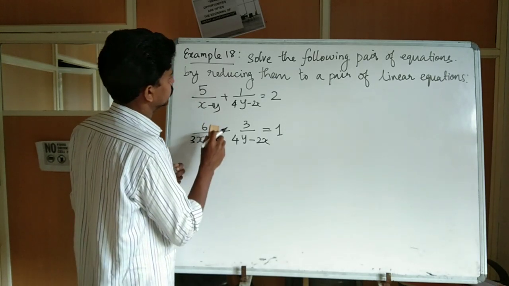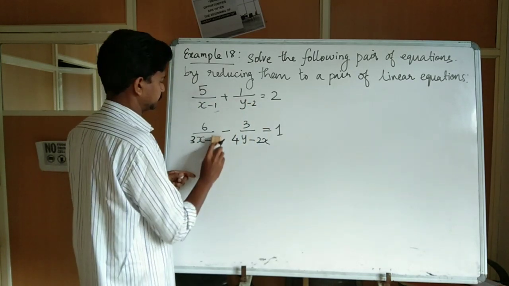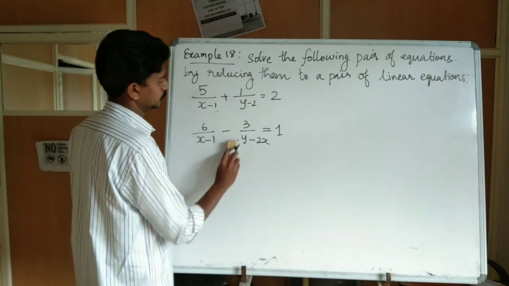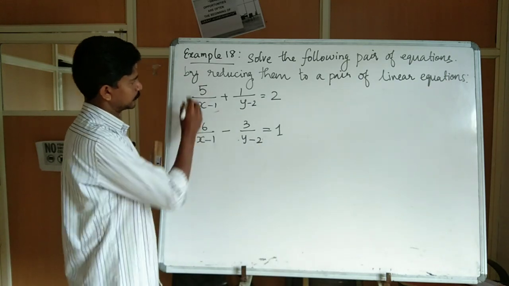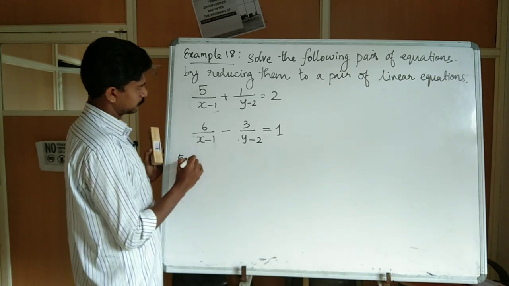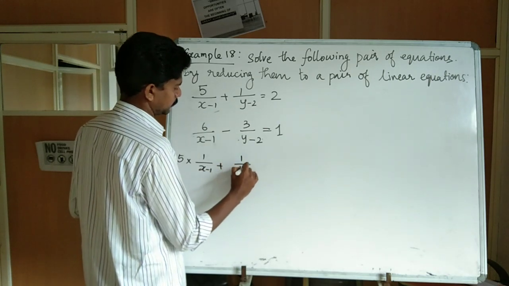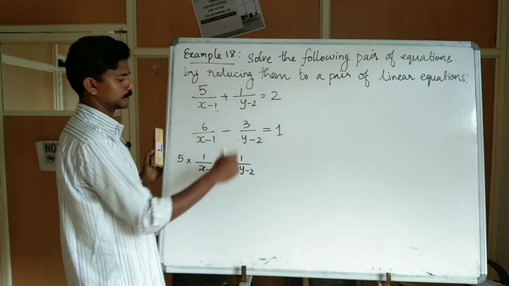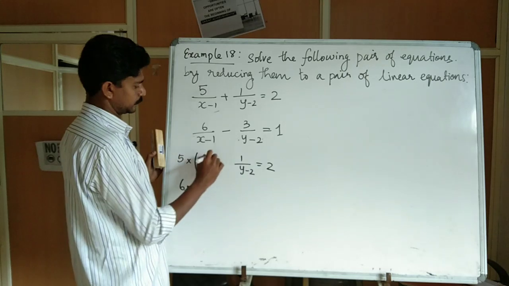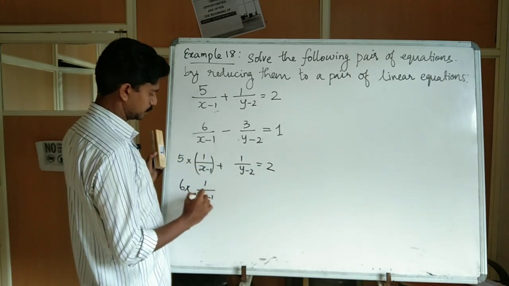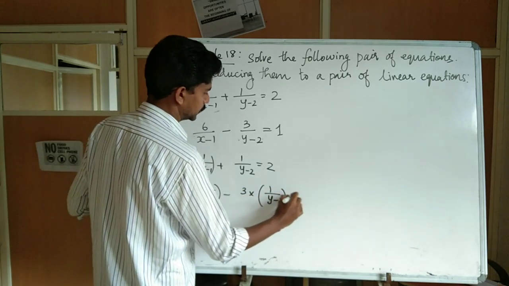So in this question we have x minus 1 and y minus 2. So let us first take this first one, 5 into 1 by x minus 1 plus 1 by y minus 2. Here there is no other number, only 1, so we write it like that, is equal to 2. This one, 6 into 1 by x minus 1 minus 3 into 1 by y minus 2 is equal to 1.